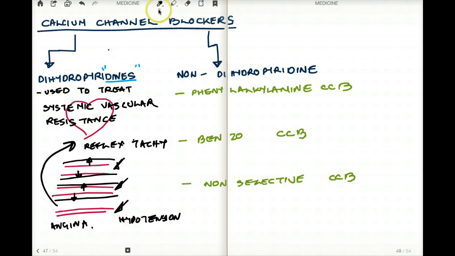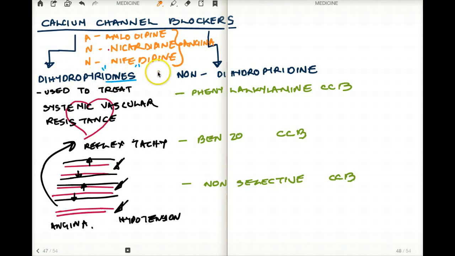But there are some exceptions. Okay, and I try to remember the exceptions using the mnemonic ANN. A for amlodipine, N for nicardipine, and the next N is for nifedipine. These are the three exceptions where we do use it for angina, and they are dihydropyridines.